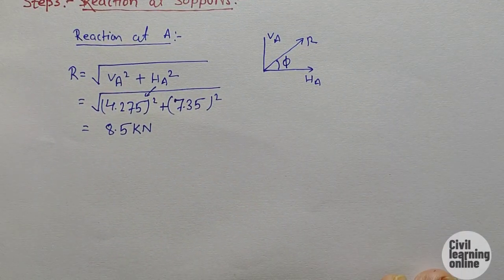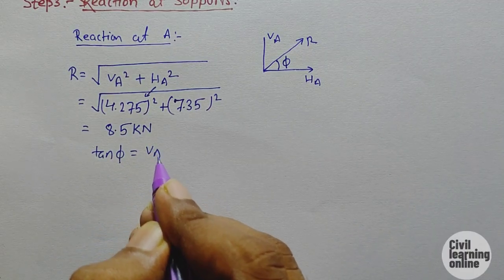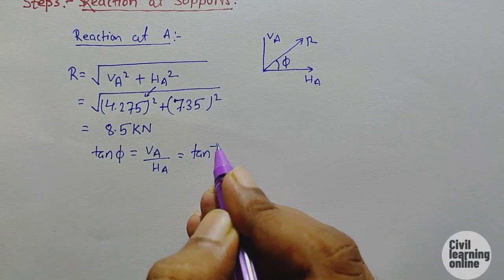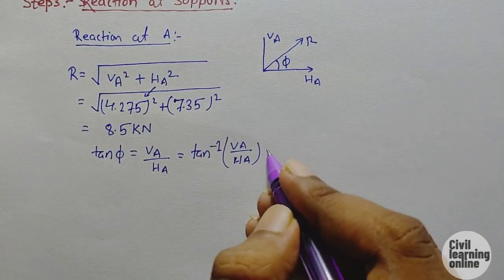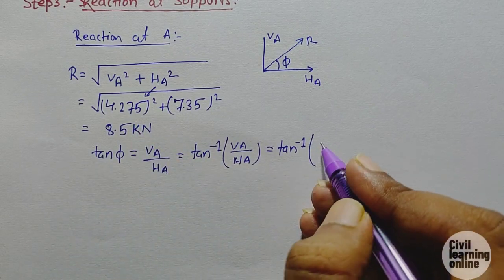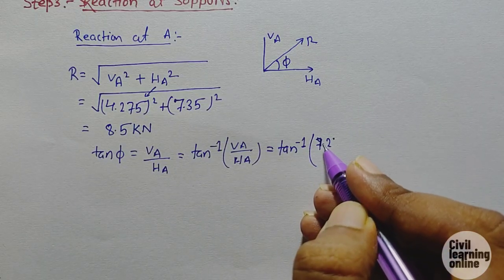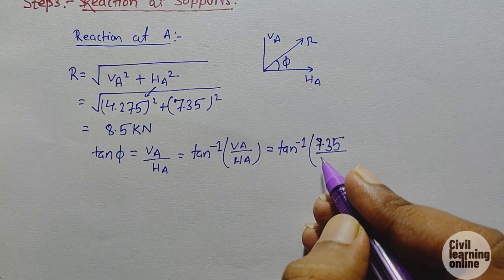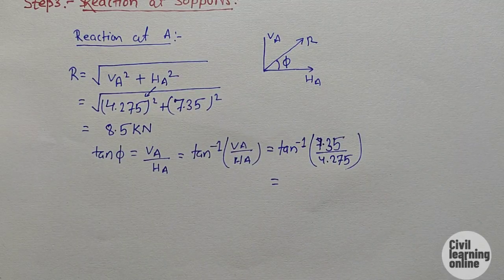Now we need to find the value of this angle phi. So we have a formula, tan phi equals VA upon HA. So from here we will have phi equals tan inverse of VA by HA, which will be equals to tan inverse, and the value of VA is 7.35 upon the value of HA, which is 4.275. Now let us find the value by using the calculator.